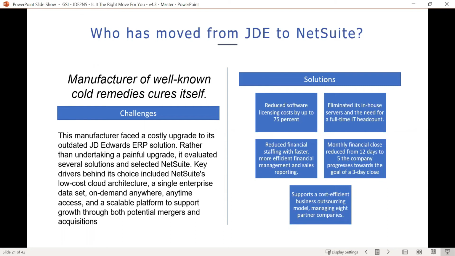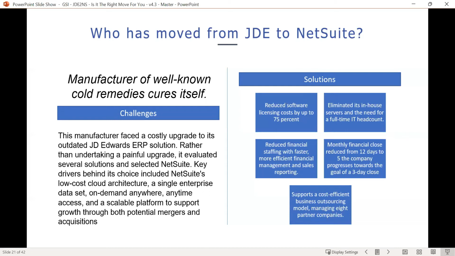But this company, again, a JD Edwards customer running outdated software, really stepped back and said, hey, rather than simply looking at upgrading, because that's one of our options, let's evaluate some other solutions. NetSuite jumped to the top of that solution process. It provided a low-cost architecture, a single enterprise set of data for them, and really helped them manage both their merger and acquisition activity, as well as manage internal processes much more efficiently.